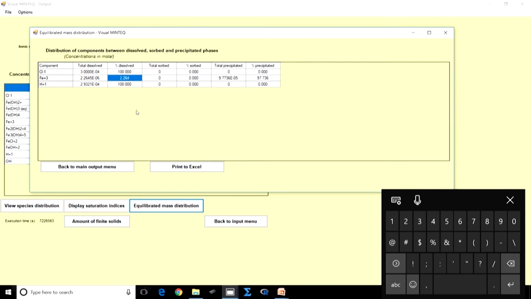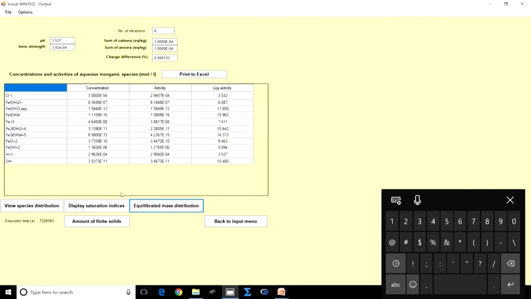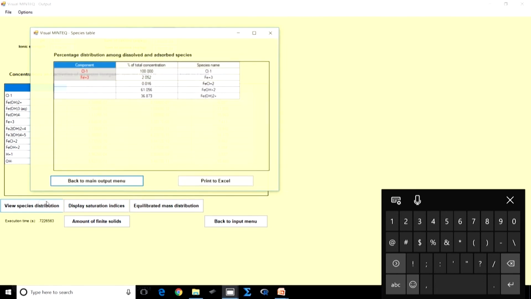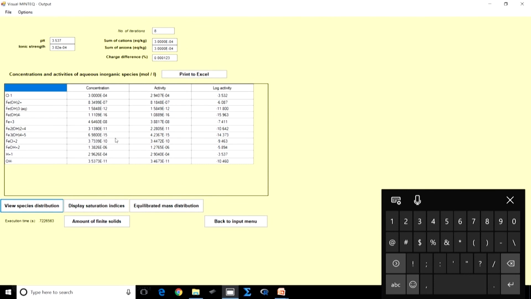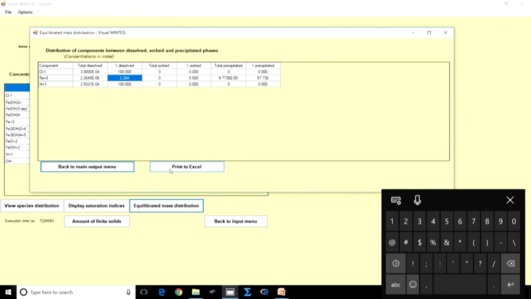Within this 2%, let's see which particular aqueous complex predominates. I think it's FeOH with a plus 2 charge, if I'm reading that right. Yes, FeOH2+ is relatively predominant. So again, this is what we expected, and that's what we saw here too. The question asked for pH, which is 3.537, and for the dissolved iron concentration, which is going to be equal to 2.2 into 10 power minus 6, or 2.3 into 10 power minus 6 molar.